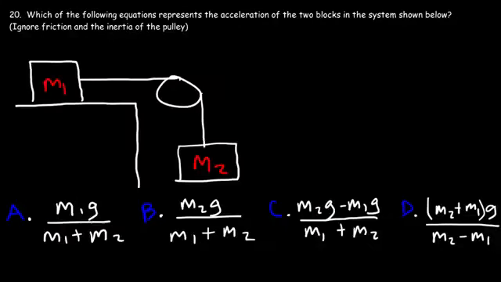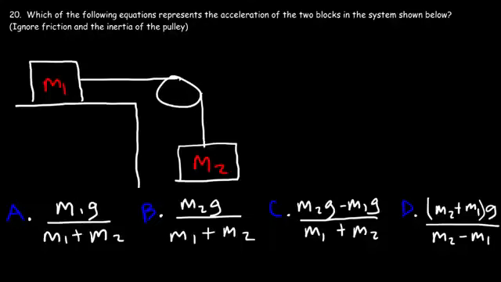Number 20. Which of the following equations represents the acceleration of the two blocks in the system shown below? Now, there's no friction in this problem. There's no friction on the horizontal surface, and there's no friction between the rope and the pulley. Now, we're going to ignore the inertia of the pulley. So we're just going to assume the pulley has no mass. It's a massless pulley.